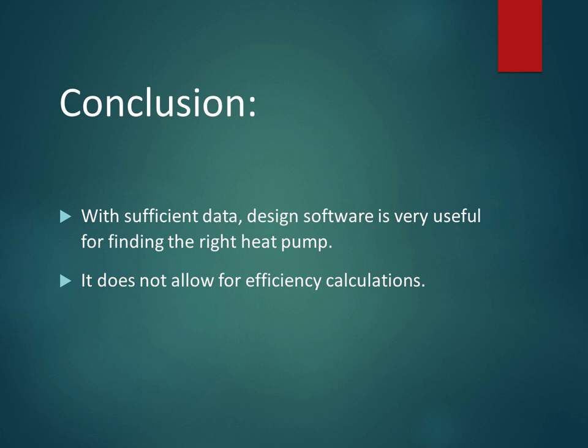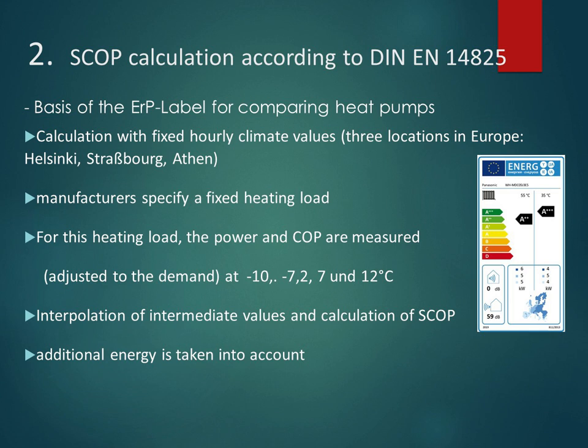With sufficient data, design software is very useful for finding the right heat pump. However, it does not allow for efficiency calculations, which are crucial for economic evaluation. Seasonal performance factor calculations using detailed technical data are possible according to DIN EN 14825. SCOP stands for Seasonal Coefficient of Performance, where the COPs are summed up for an entire heating season. These calculations form the basis of the ERP label for comparing heat pumps.